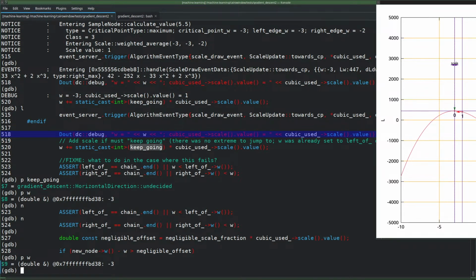No, that's weird, isn't it? Jumping to 3 again? What? Why? Oh, because we're still looking for a maximum. We are already on the maximum. I think we could have detected that previous time, really. Or not. No, probably not.